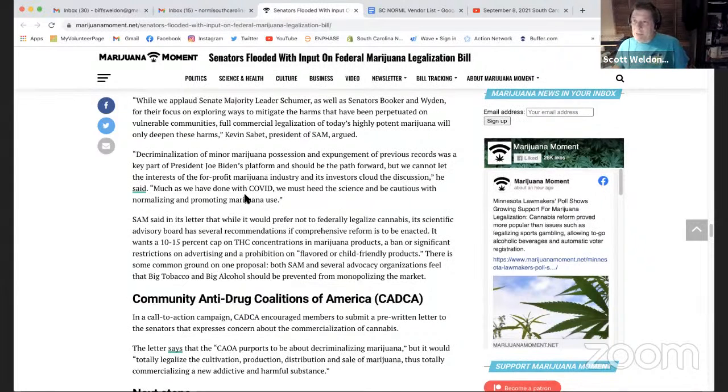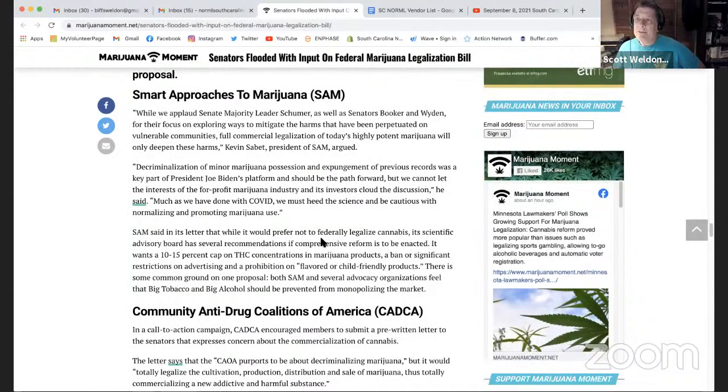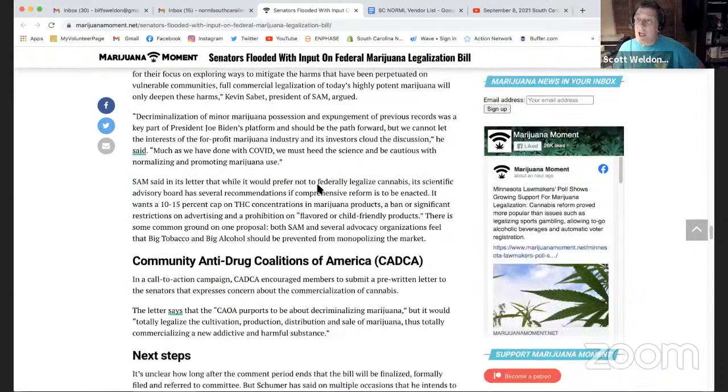He said, much as we've done with COVID, we must heed the science and be cautious with normalizing and promoting marijuana use. So apparently he's never taken a minute to look at, oh, I'm not on screen necessarily, I'm screen sharing, the emerging clinical applications of cannabis and cannabinoids. There's a lot of research out there. But anyway, that was basically Smart Approaches to Marijuana's position in their communication to the senators.